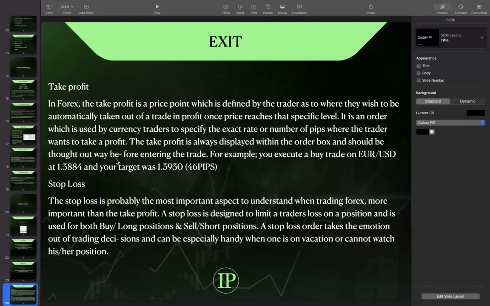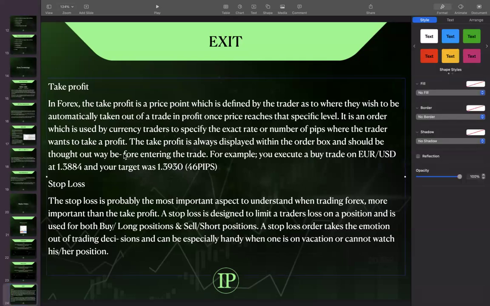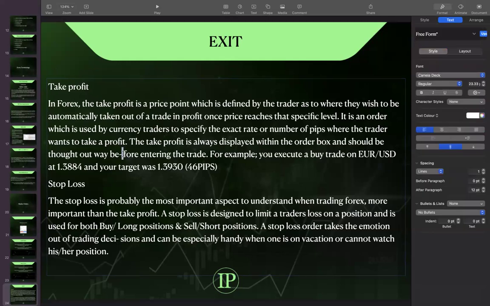Okay. Oh, and should be thought out way before entering the trade. Sorry, this confused me there for a second. Let me actually correct that quickly. Okay, and should be thought out.